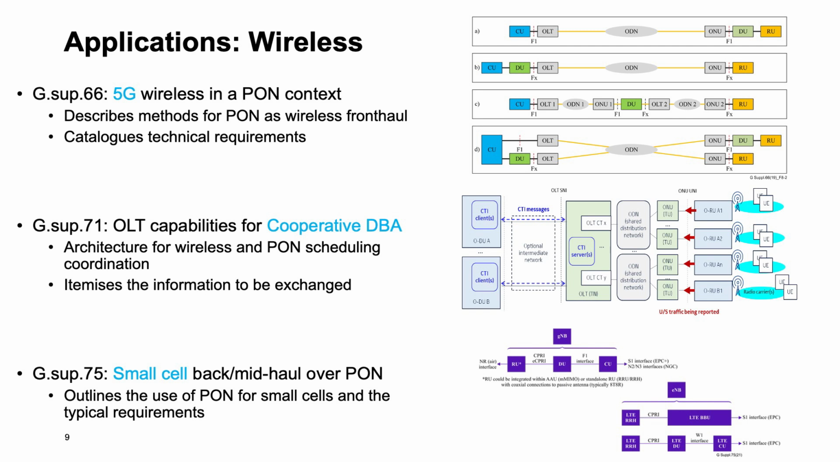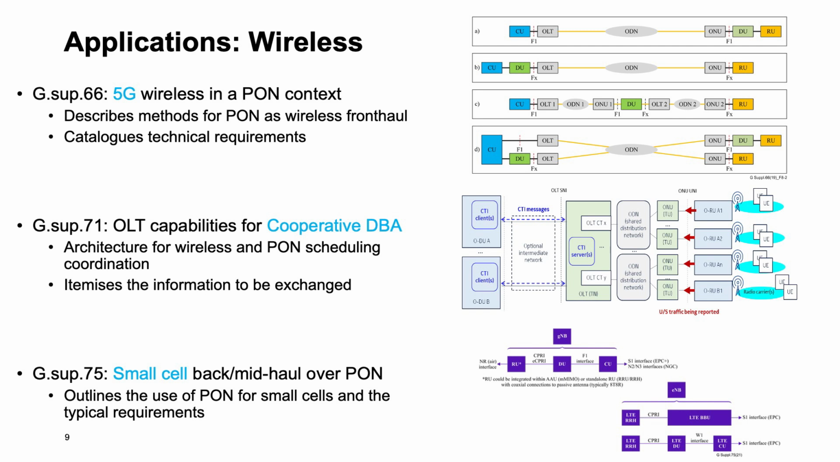So the first one is the wireless domain. We have 3 supplements there. The first one is dealing with wireless front haul, seeing how PON can be used. This is supplement 66, and all of these I provided references for at the end of the presentation. This describes how you could use PON as a wireless front haul technology, and catalogs the technical requirements that you have there.